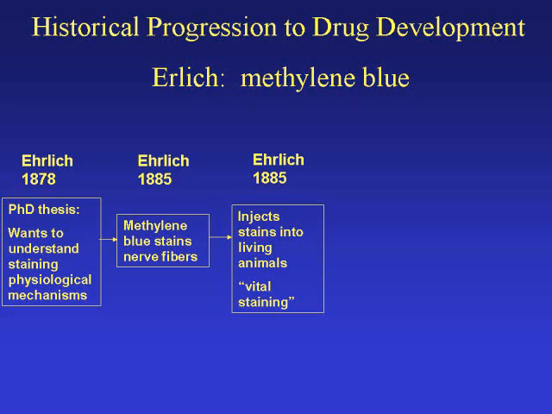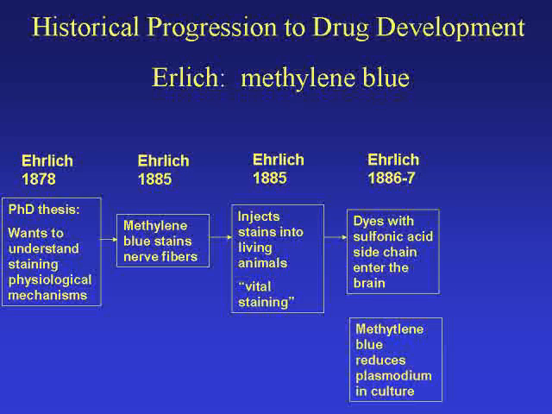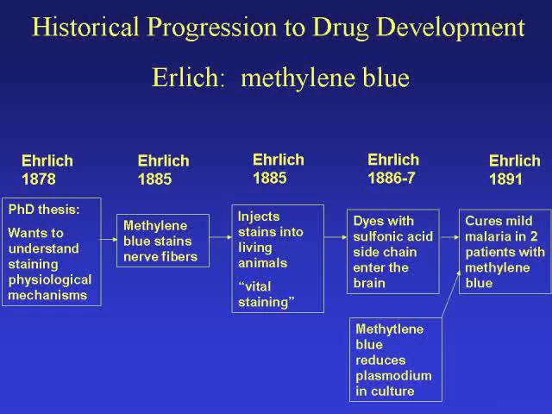mechanisms associated with staining. As a direct result of this work, Ehrlich noticed that dyes with sulfonic acid side chains enter the brain, that is, they cross the blood-brain barrier. He also noticed that methylene blue would reduce the amount of plasmodium in vitro, that is, in laboratory cultures. In 1891, Ehrlich decided to inject patients who already had mild cases of malaria with methylene blue based on these results, and was able to cure 2 patients.